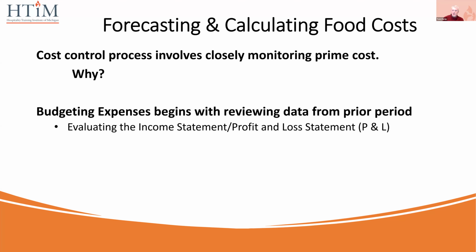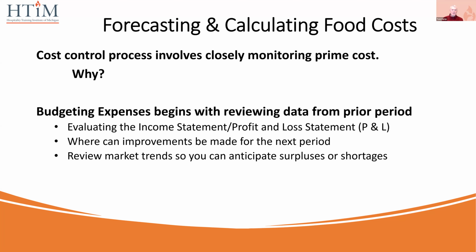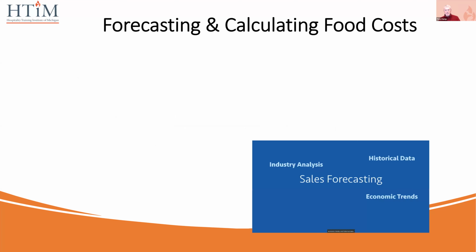Again, you should be checking it from time to time, making sure that things are saying what they should be saying. And then you can also study the P&L in depth for any improvements for the next period. Maybe we did over order. Maybe there was a mistake made that we needed to correct. Or there's a pattern starting and we're starting to see it on the profit and loss statement, right? So we want to make sure we're on top of that. And then review any trends so you can anticipate surpluses or shortages, that type of thing.